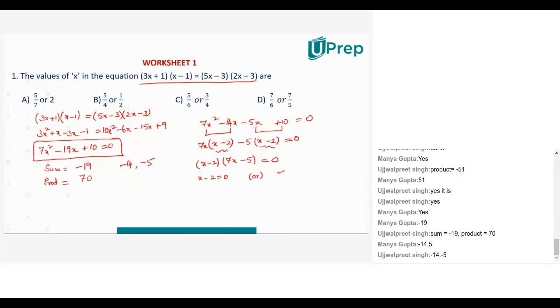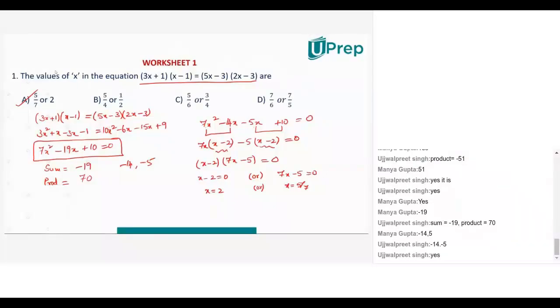5 equal to 0. When will the product of two factors be 0? When x minus 2 is 0 or 7x minus 5 is 0. So either x is 2 or x is 5 by 7. So what are the two roots? Which option do they satisfy? We get option A. Is this clear to all three of you?